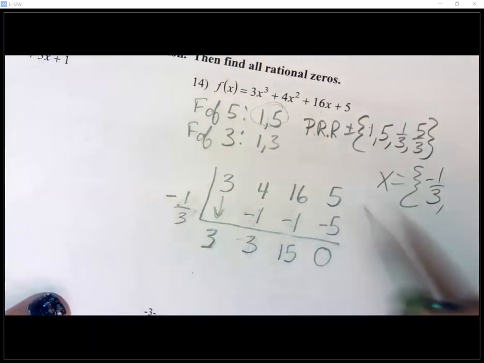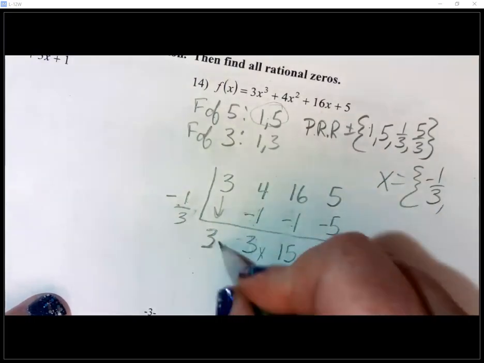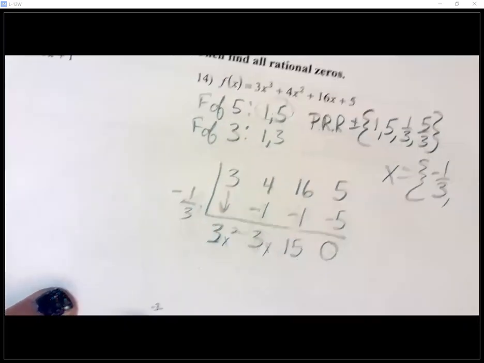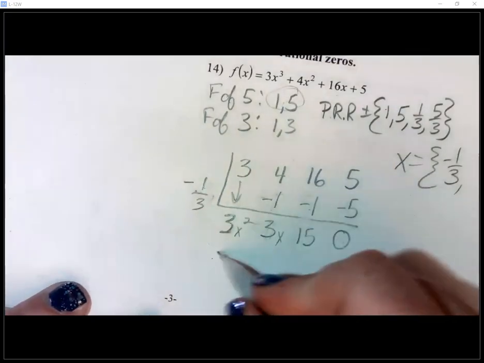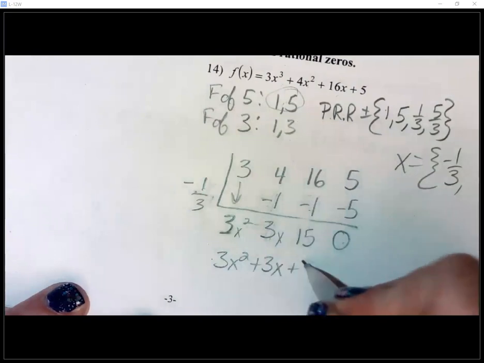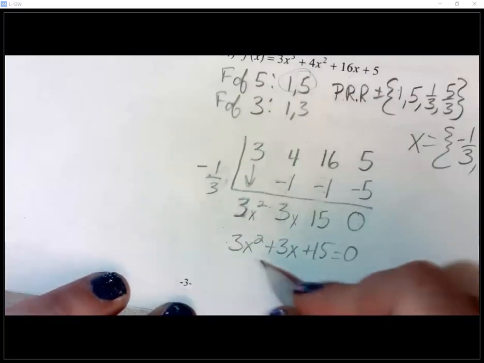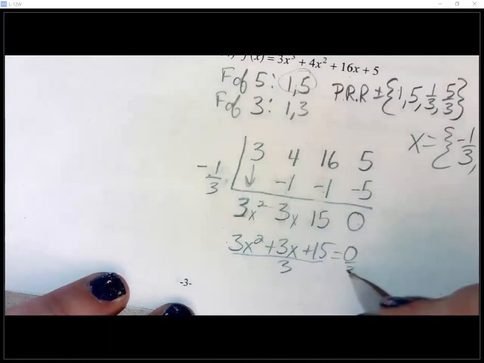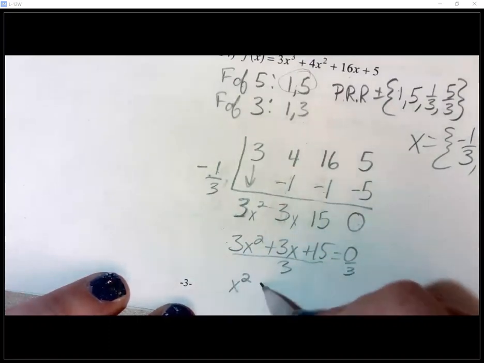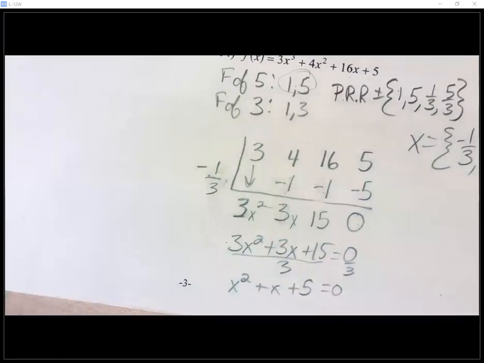Remember, that's your remainder: constant, x to the first, x squared. You're down to a quadratic. You can solve quadratics, so you don't have to keep doing synthetic division anymore. Let's make our lives easier and divide both sides by 3. Dividing 0 by 3, it just goes away. So I now have x squared plus x plus 5 equals 0, and now all I have to do is solve this.